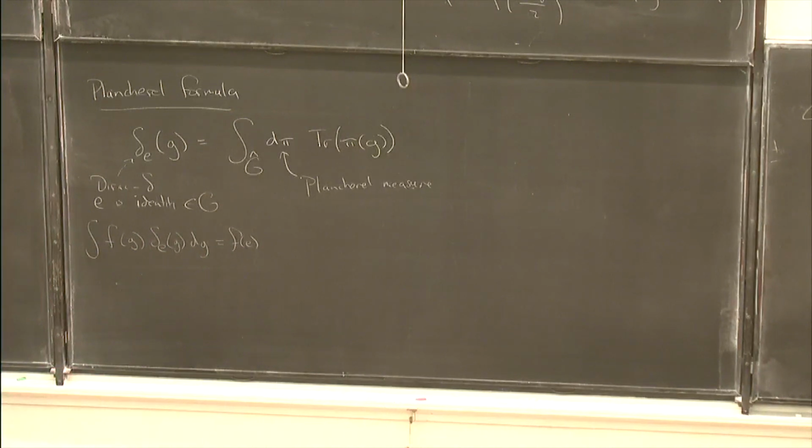They're independent objects. They're measures on different spaces. Yeah. dg is a measure on the group. d pi is a measure on the space of unitary irreducible representations.